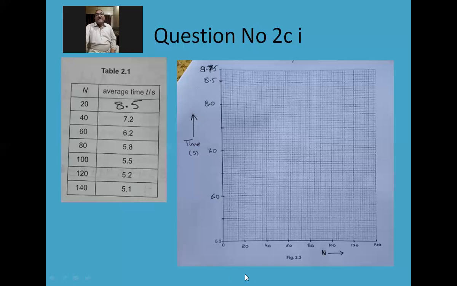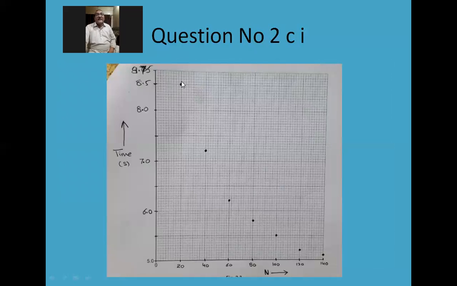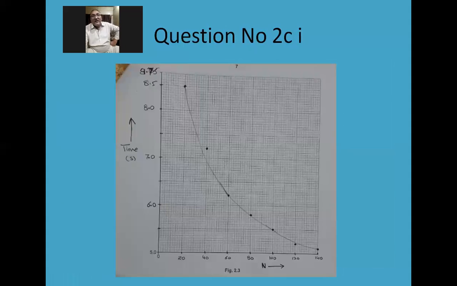So the time is here and the number of papers are here. So we will plot these points. You can see here I have plotted those points. Okay. So you can also plot if you have the hard copy of the paper with you. So plot these points, locate these points on the grid, then join them with the smooth curve.